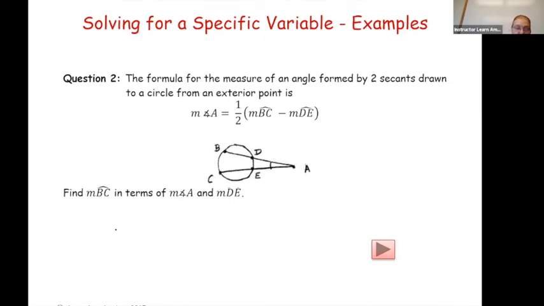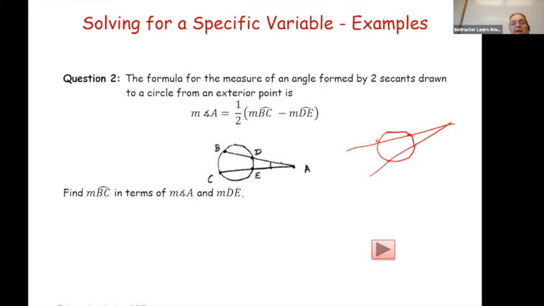Another issue where we could be solving for a specific variable: you may remember from your geometry studies the formula for an angle that's formed by two secants. Now, I don't know if you remember what a secant is. A secant in a circle is a line that intersects the circle in two distinct points. So AB and AC in this diagram are secants.